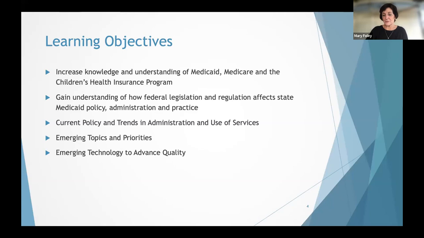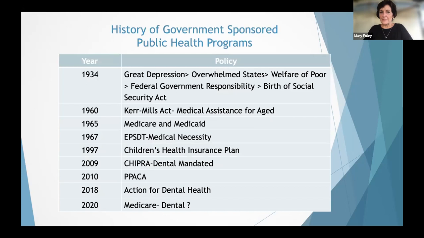So let's talk a little bit about government programs, dental public health programs, and where they came from. This is a pretty succinct summary, but it'll give you an idea of where we've come from and where we're at. So in 1934, we had the Great Depression, and during that time, states became overwhelmed because the number of poor people in the country was just really tremendous. And so the federal government at that time said, we really need to take some level of responsibility. We have to step up and do something for the poor in this country. And it was at that point that we had the birth of the Social Security Act.